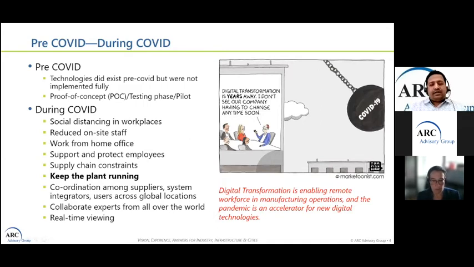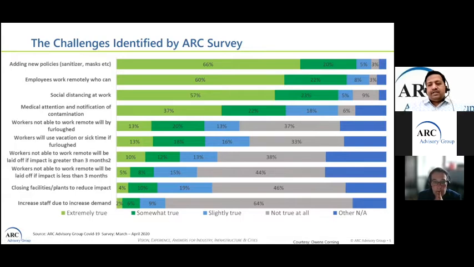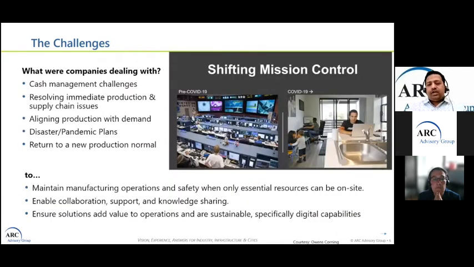So moving on to my next slide. ARC did a survey in May 2020 to identify the impacts of the COVID-19 pandemic on industrial companies. I'm not going to take you through all of these survey results, but when we take a closer look at them, the top 3 tasks that companies had to work on during the pandemic were adding new safety policies, making employees work from home, and maintaining social distancing, as we just explained in the previous slide.